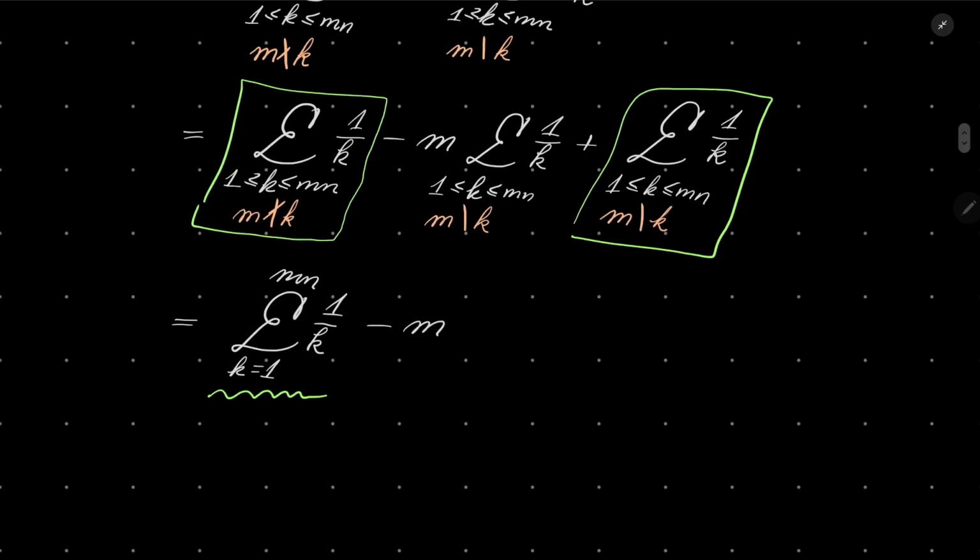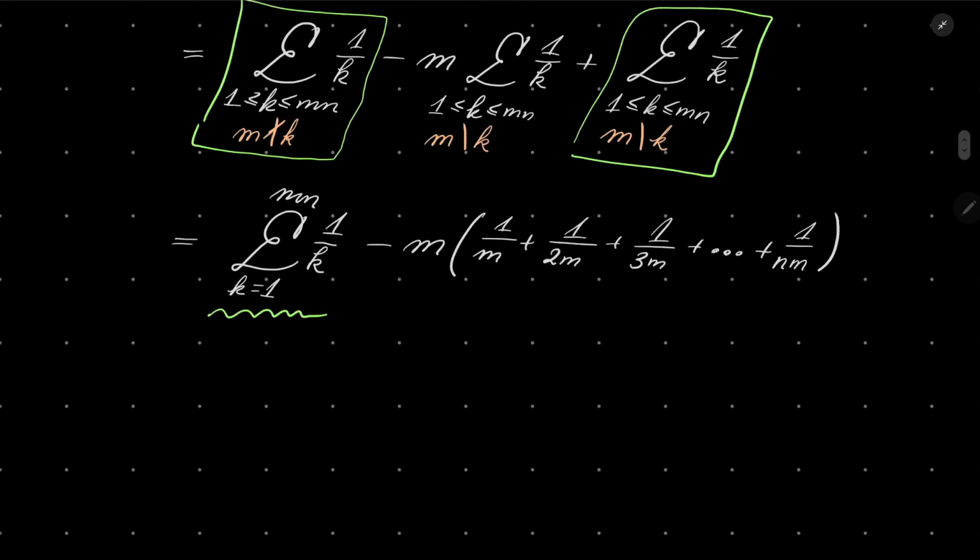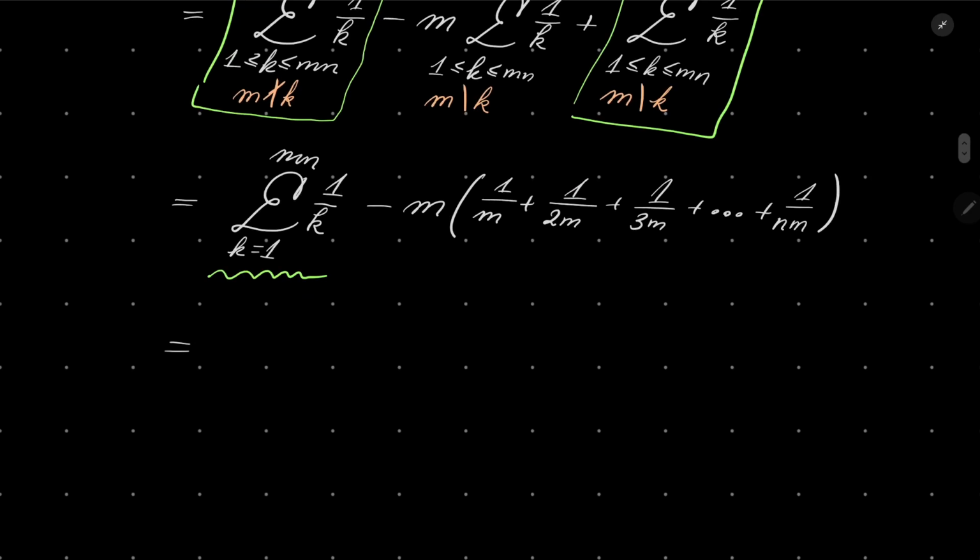And now let's notice the following. Here I will, you know what, I will omit sigma notation. We are summing from k equals 1 to mn over all multiples of m. So we are summing 1 over m, 1 over 2m, 1 over 3m, and so on. Finally, 1 over n times n. And now, what is the first sum?